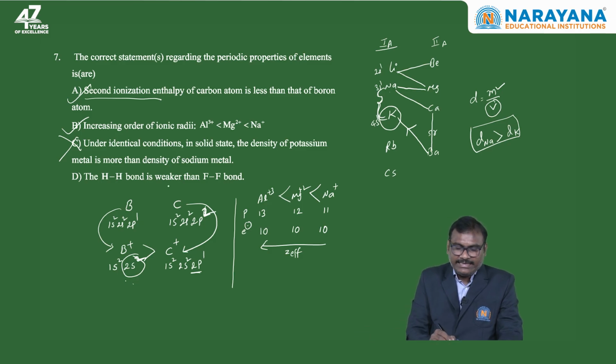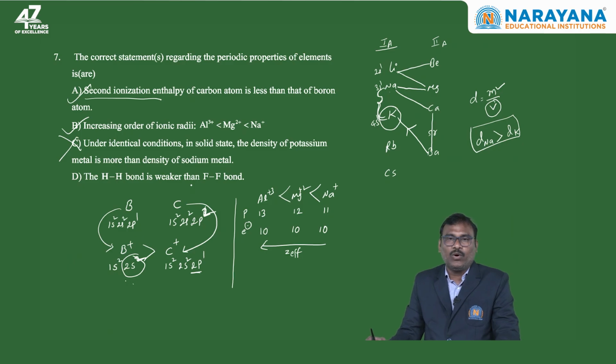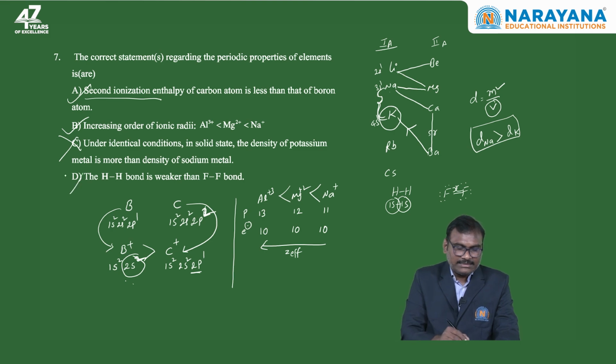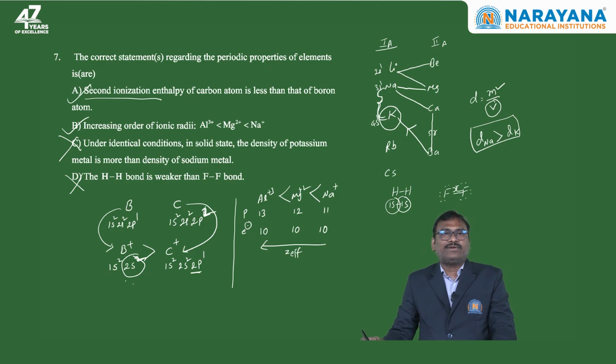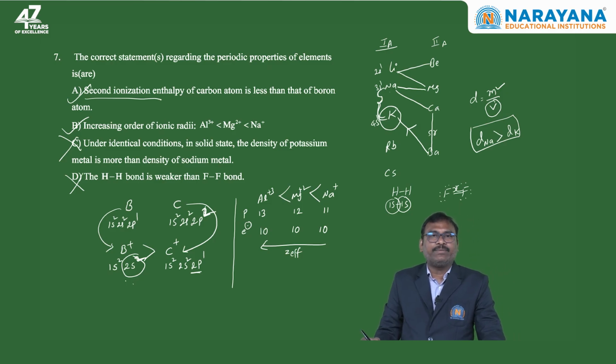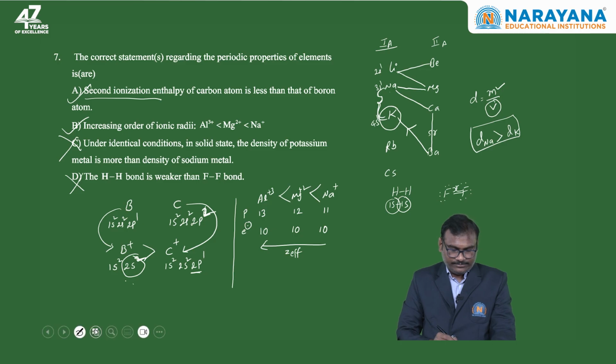The H-H bond is weaker than the F-F bond. No, H-H is stronger in bond energy, because of the highest 1s overlap compared to fluorine. Here the lone pairs of electrons in fluorine also make the bond energy less. So the H-H bond is stronger than the F-F bond. That is also a wrong statement. So for the given question, options A and B are the correct answers.